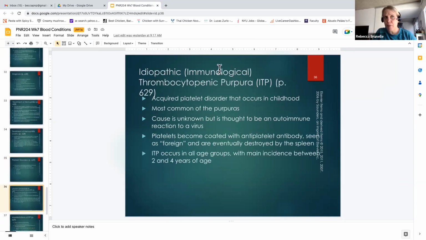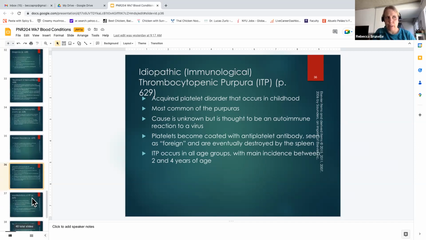So the most common platelet disorder that you're going to see in children is something called idiopathic thrombocytopenic purpura, which is abbreviated as ITP. And it's an autoimmune reaction. So usually kids have a viral illness, and then as they're getting over their viral illness, they start to have an autoimmune destruction of their platelets. So their body breaks down their platelets, and then they have this unexplained bleeding.